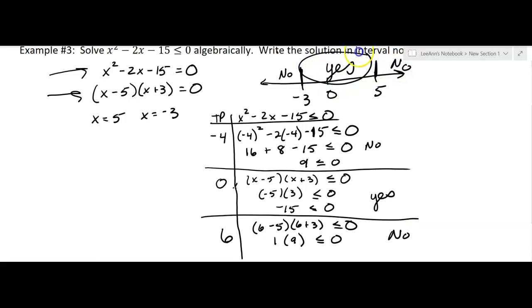Okay, so what sections work? This section right here works, and we're going to write it in interval notation. It's going to be a bracket because it has the equal to part this time. It's less than or equal to, right there. And so we include the negative 3, and then all the numbers up to 5. Okay, so that would be the answer for that one.